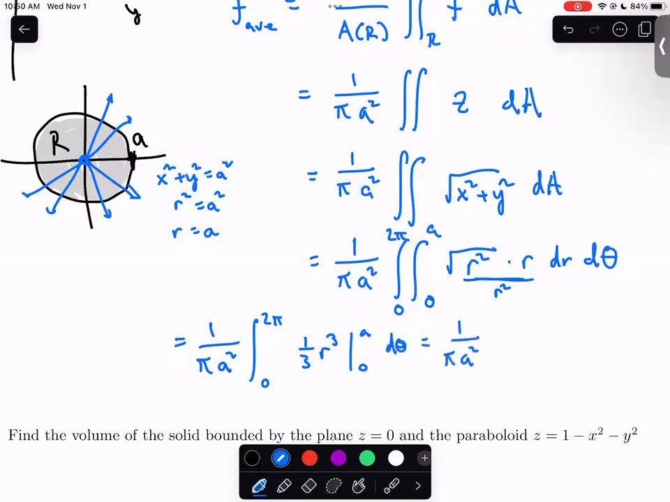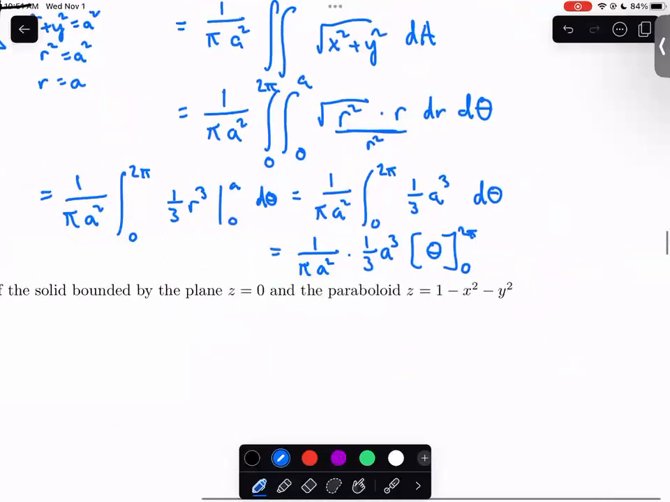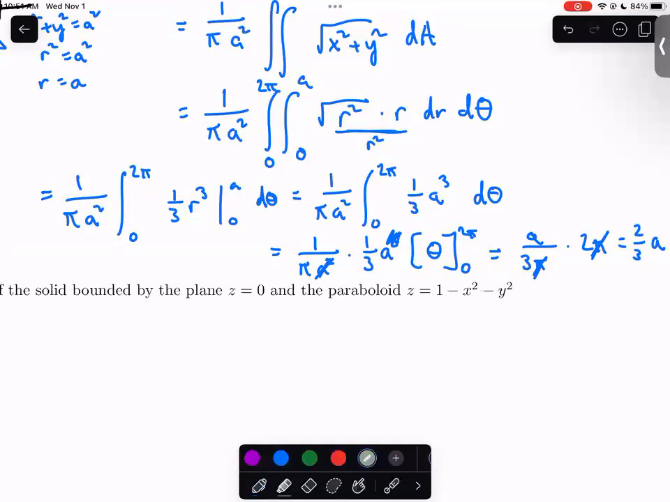So this is going to be 1/pi a squared, and then I'm going to have 1/3 a cubed. This is all constant with respect to theta. So when I integrate with respect to theta, let's pull this out, 1/3 a cubed. And this is really just like the integral of 1. When I integrate a constant with respect to theta, we just get theta, and then we need to evaluate that from 0 to 2 pi. So my final answer here, we can already start doing a little bit of the canceling. I'm going to have a divided by 3 pi times 2 pi. There's a pi that cancels on top and on bottom, and it looks like my final answer is going to be 2/3 of whatever a is.